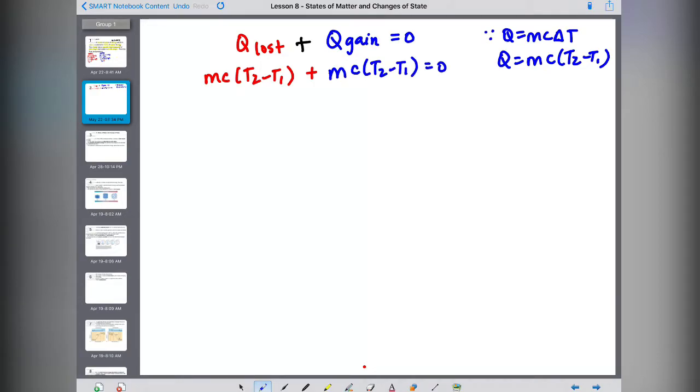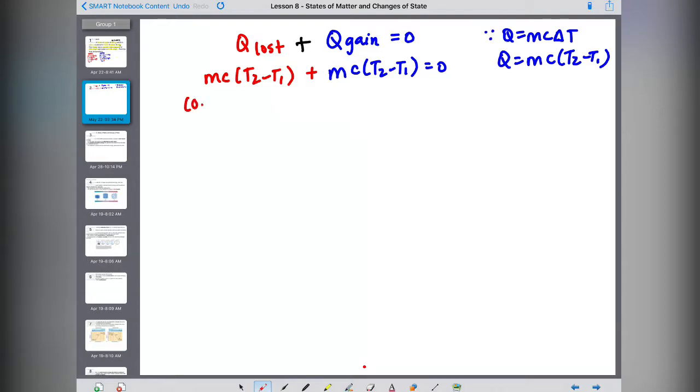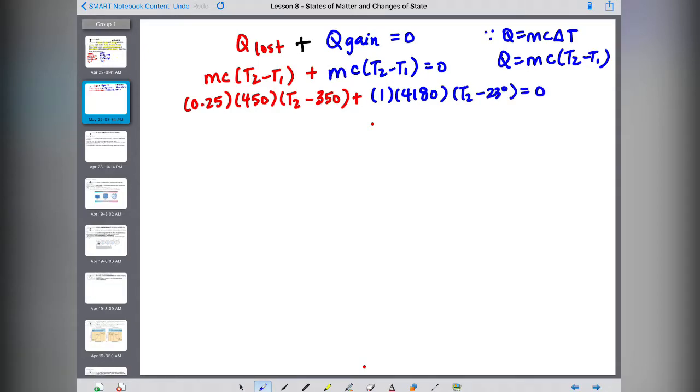Right, so plug in the information from what we had. So change it back to the red. 0.25 with 450 being the C. T2 is my unknown, minus the T1, the initial temperature of the metal, which was 350. And then the water, the mass was 1 kg, 4180 is the C, and the final temperature is my unknown, and the initial was 23, equals 0.